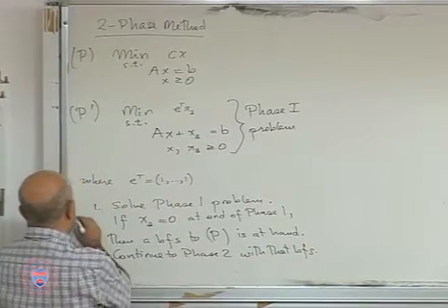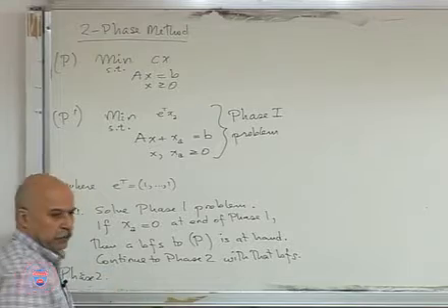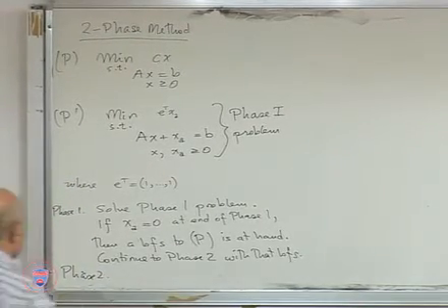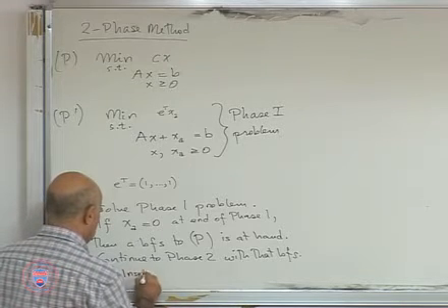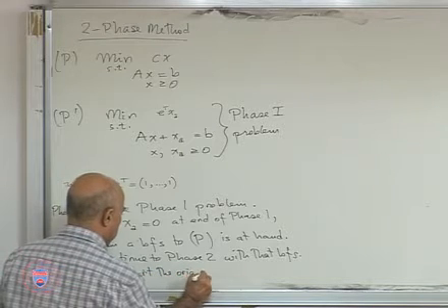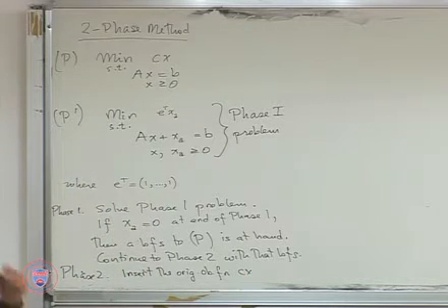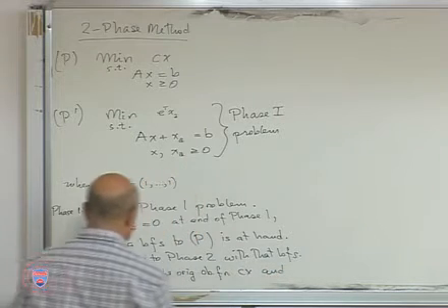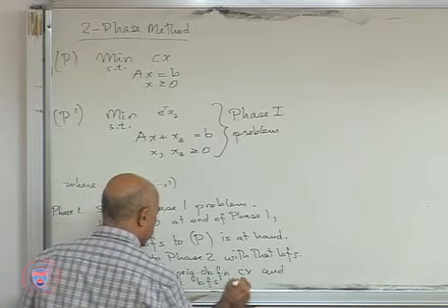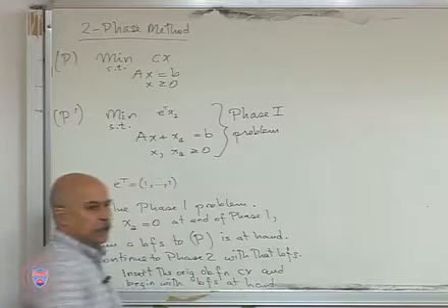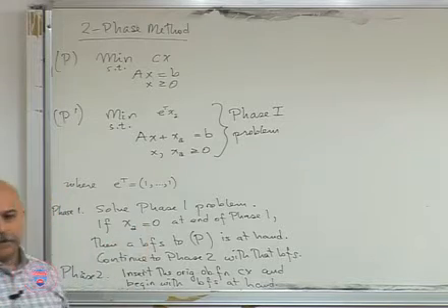And in phase 2, what we do is we insert back the original objective function, Cx, with minimization or maximization, whichever one might be the case, and begin with the basic feasible solution found at the end of phase 1. That's the main idea.